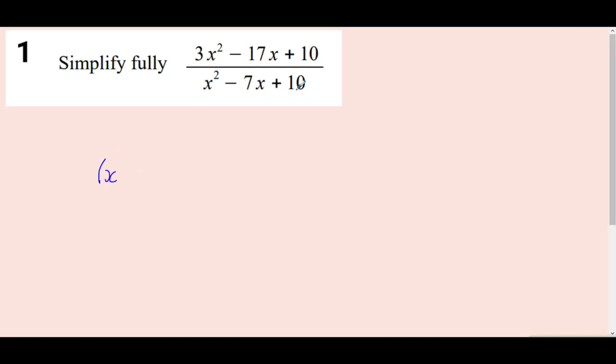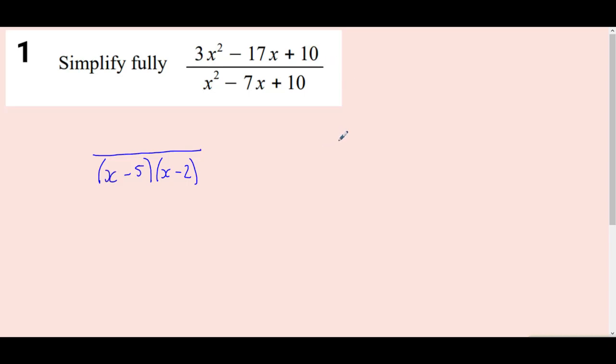I'm looking for a pair that add to negative 7 and multiply to 10. So I could be looking at 10 and 1, 5 and 2, negative 5 and negative 2 work here. So I've got x minus 5 and x subtract 2 for my denominator. My numerator, I've got 3x squared subtract 17x plus 10.